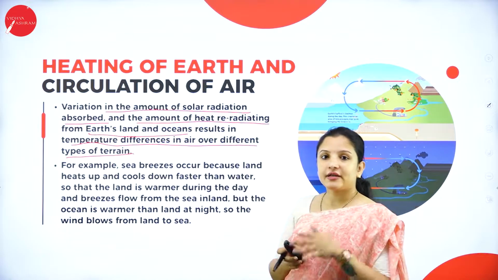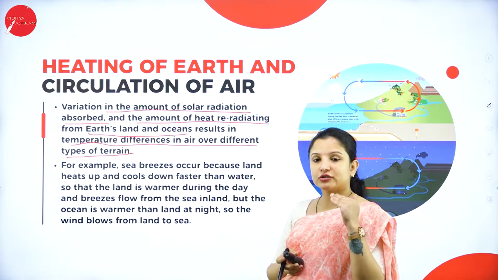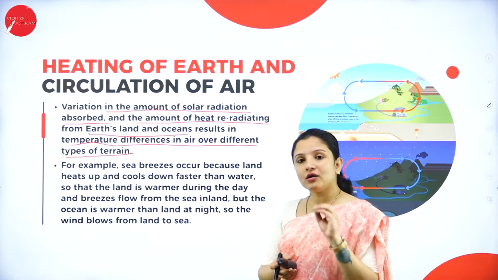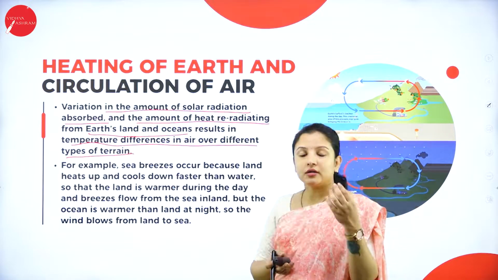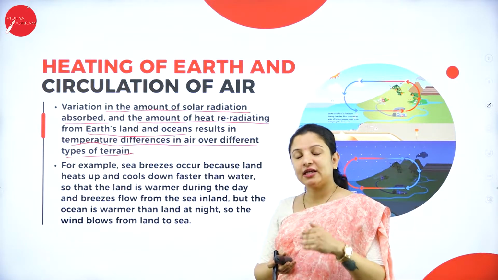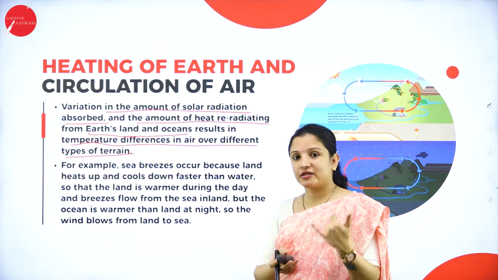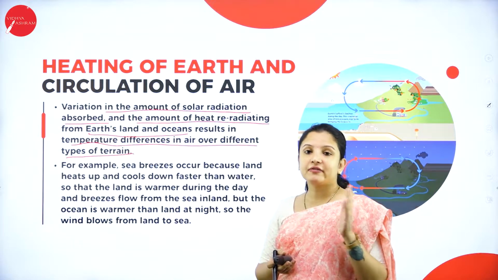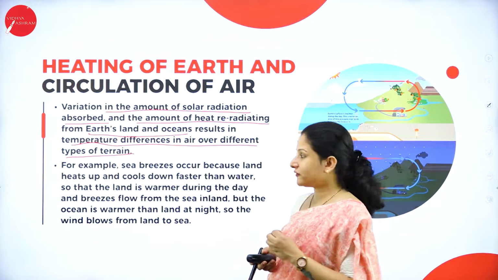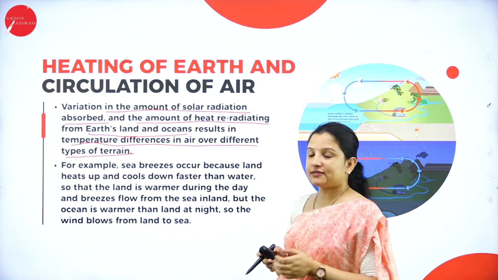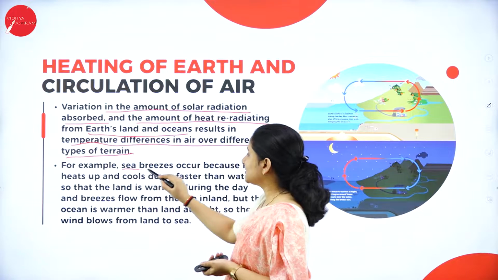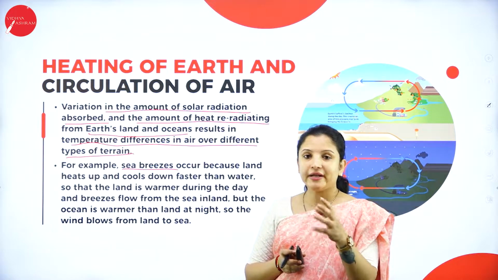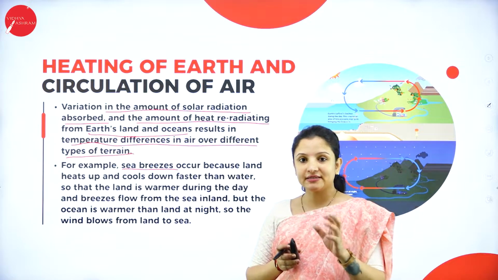So in different types of terrains or regions of the earth, the temperature variation occurs because not all regions receive equal heat. The absorption of heat is not the same and the amount of heat that is re-radiated is also not the same. So therefore, the circulation of air in different terrains tends to vary because of this particular reason. Say for example, let us consider the sea breezes. So why do sea breezes occur? Why does the circulation of air in the sea occur?